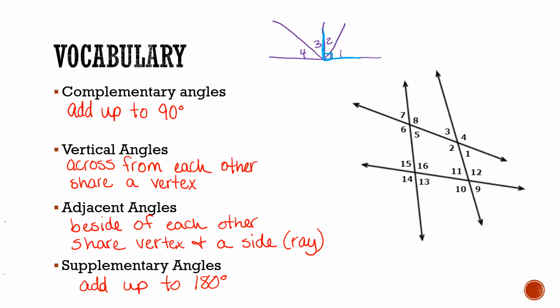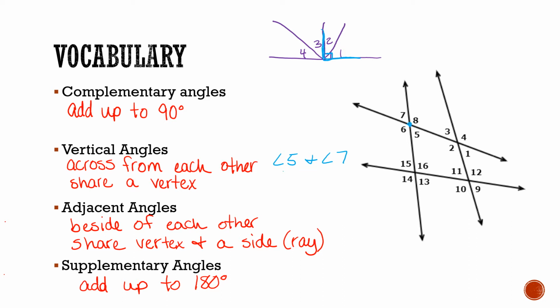Okay, let's look at vertical angles. Vertical angles, like we said, is across from each other, and they share a vertex. Okay, so some examples of this would be 5 and 7. Angle 5 and angle 7. Okay, you can see that they're across from each other here, and they're sharing this vertex here.